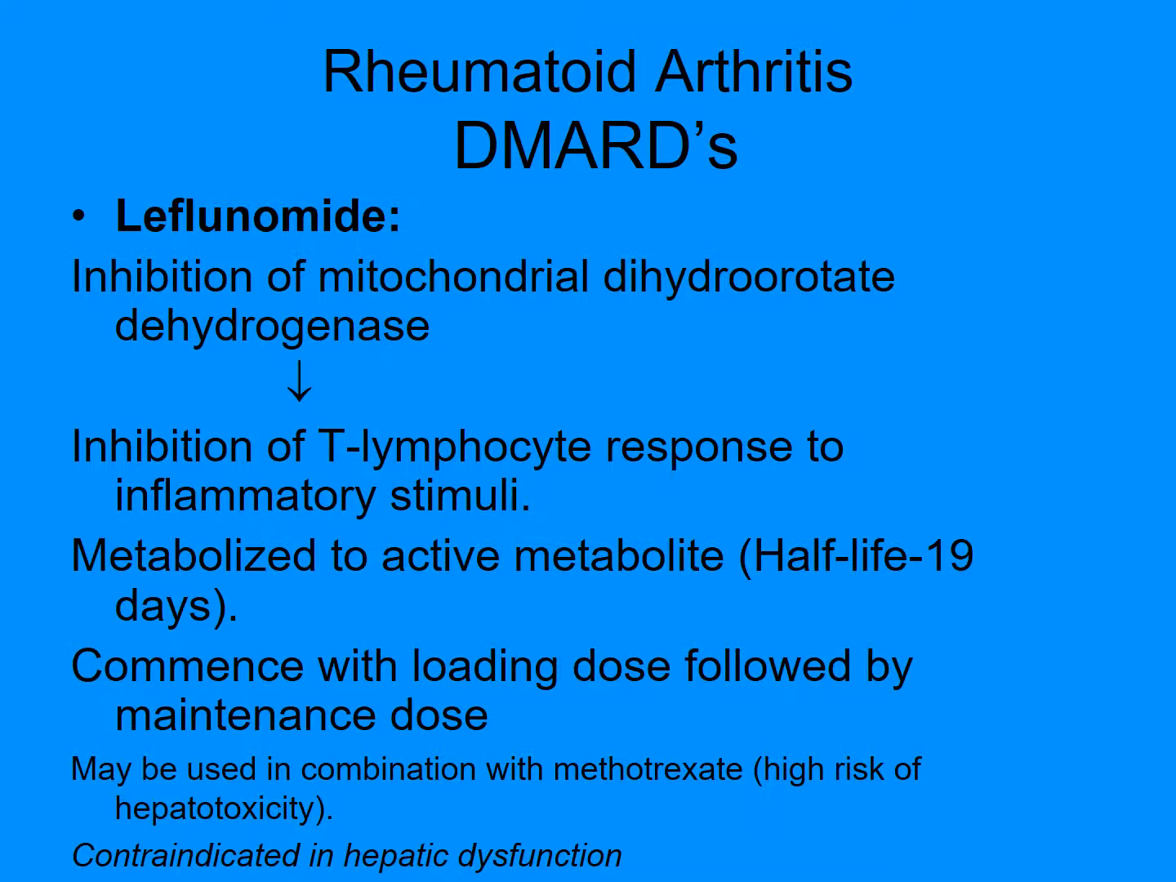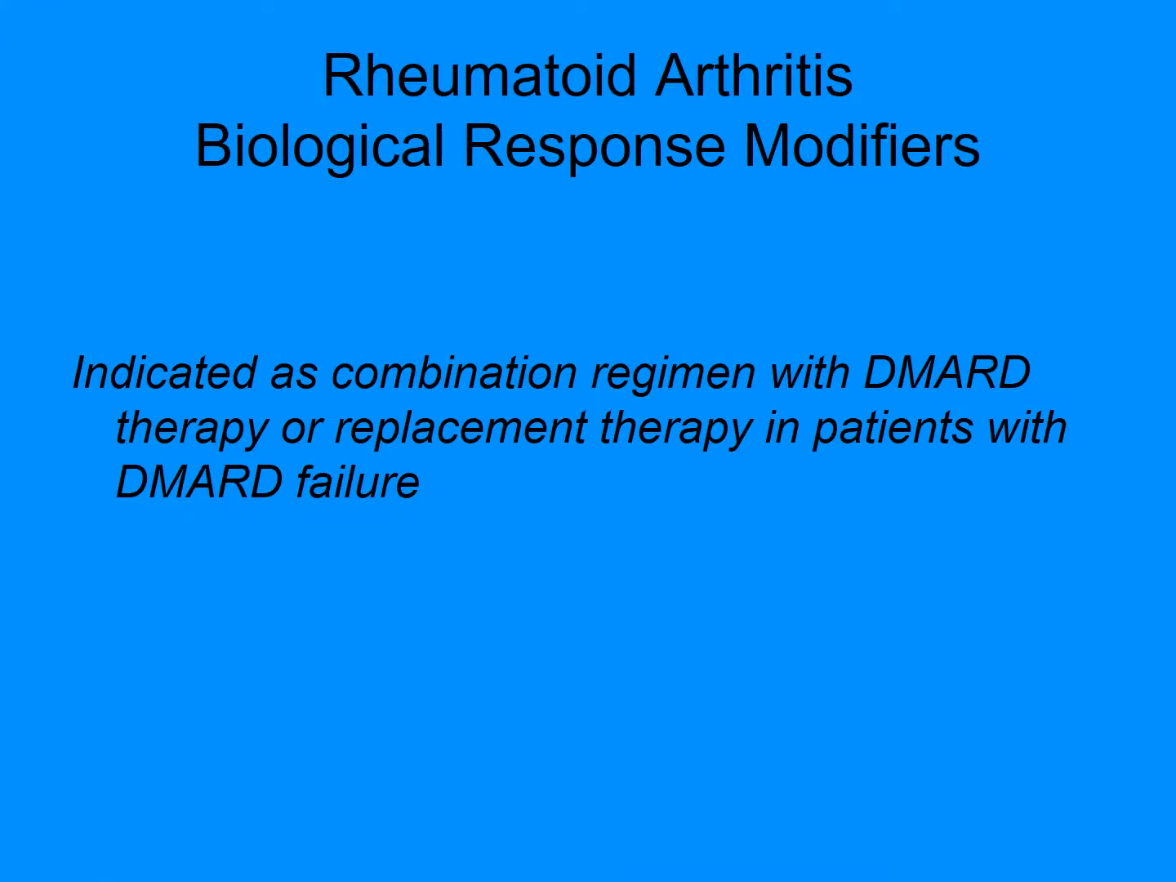Leflunomide can also be added on. It inhibits dihydroorotate dehydrogenase and therefore will inhibit T lymphocyte responses. It is metabolized to an active metabolite which has a very long half-life. It's usually given with a loading dose followed by a maintenance dose. You can use it in combination with methotrexate, but one has to be cautious because you run a high risk of hepatotoxicity. It is contraindicated in hepatic dysfunction.